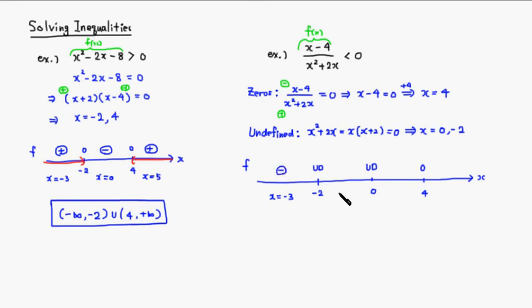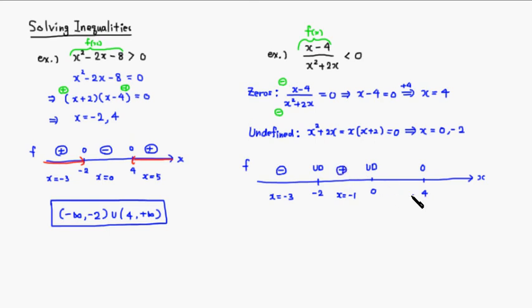Let's try any number between negative 2 and 0, so I'll try negative 1, so x equals negative 1. If you plug in negative 1 on top and bottom, negative 1 minus 4 is negative. Negative 1 squared, which is 1, plus 2 times negative 1 is going to be negative. So you can see that negative divided by negative is actually positive.